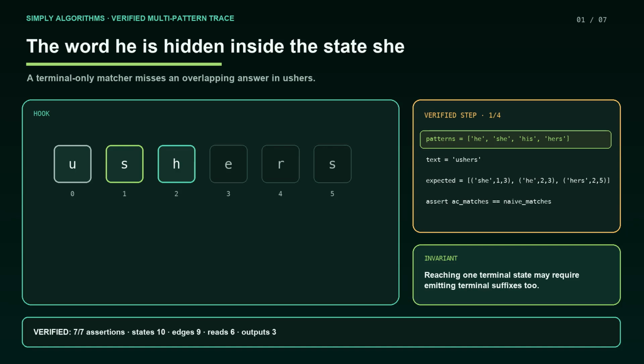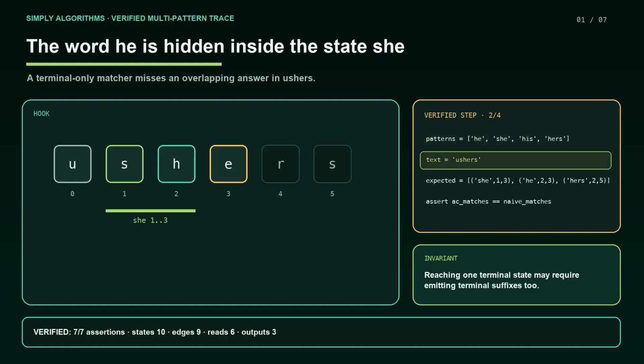Scan ushers for he, she, his, and hers. The correct result has 3 matches: she, he, and hers. The trap is at the letter E.